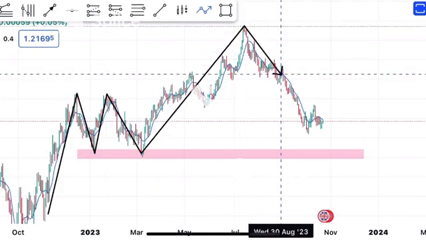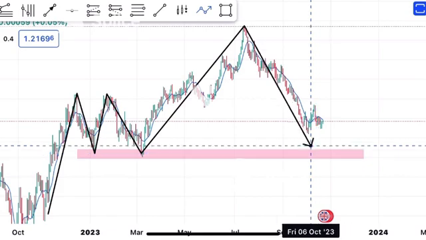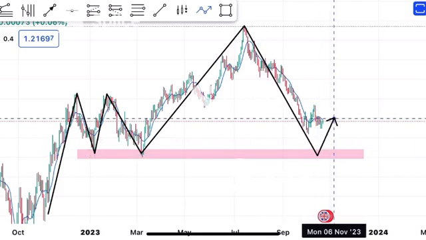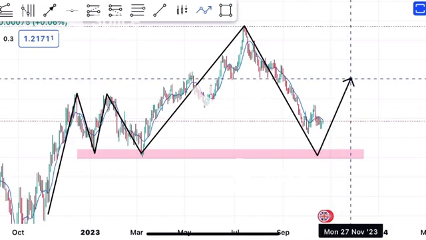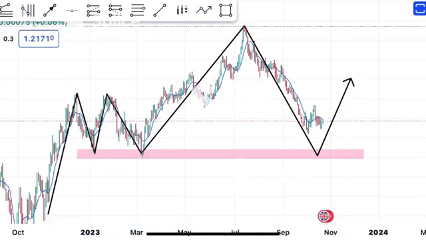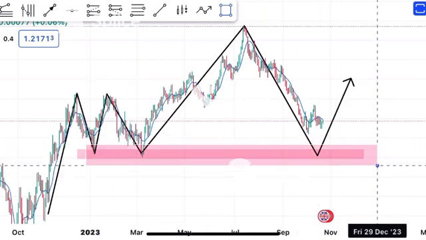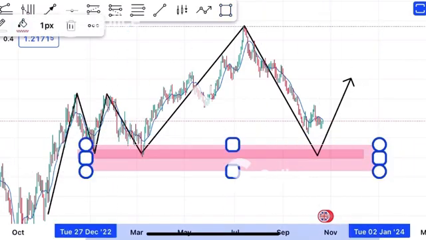And now we're expecting that when the price reaches this support level again, it would also act as a support level to push the price further up. So this zone, we call this zone the support zone. This is the support zone. Okay.